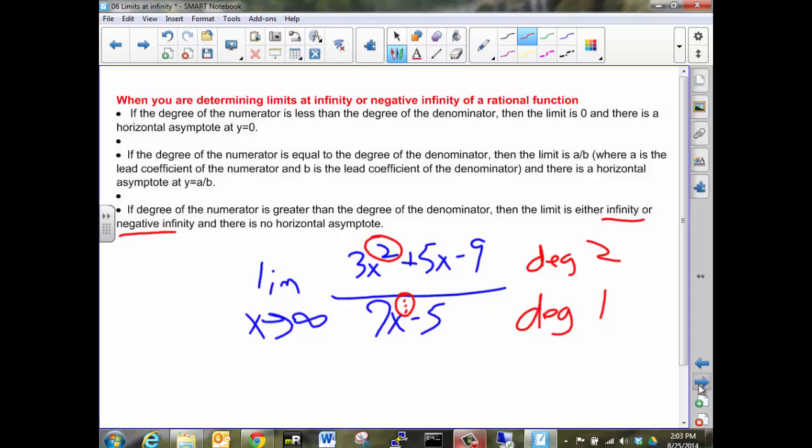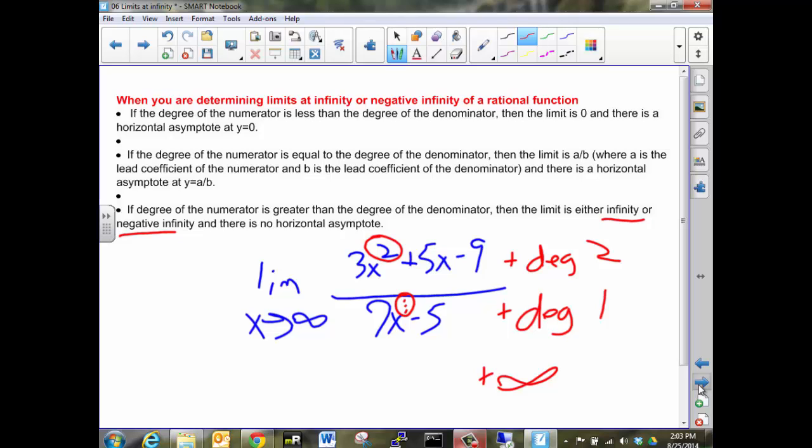Look at where we're going to. We're going to infinity. So this is a positive number, right? If I take a positive number and square it, what have I got? And if I multiply it by 3, what have I got? I've got positive numbers everywhere. What if it's a positive number times 7? What am I going to have? Positive number. If I subtract 5, is it still going to be positive? Yeah. So positive divided by positive, the answer is going to be positive infinity. Okay?